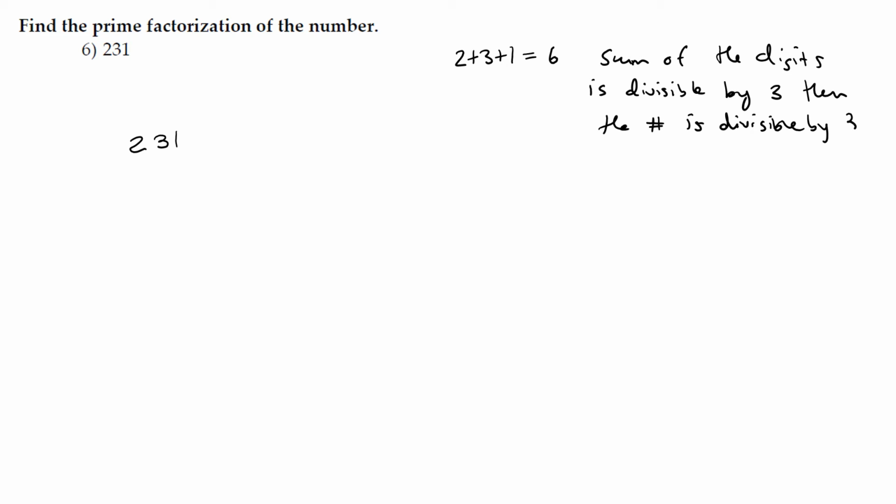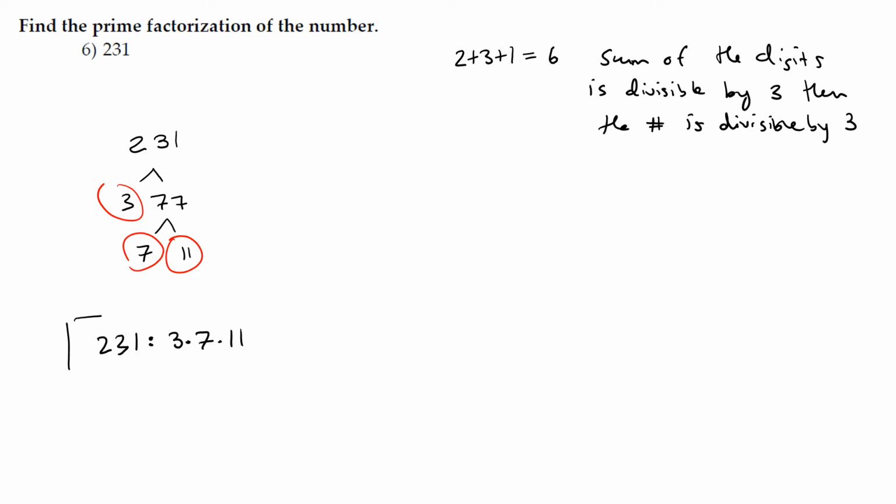So if we're trying to figure out the prime factorization here, right, sum of the digits is divisible by 3, the number is divisible by 3. So 231 divided by 3 is going to give me 3 and 77. So remember the prime factorization, we go cherry picking, so 3 is prime, so that is one of our cherries here. 7 and 11 would make us 77, those are both prime. So the prime factorization of 231 is going to be 3 times 7 times 11.